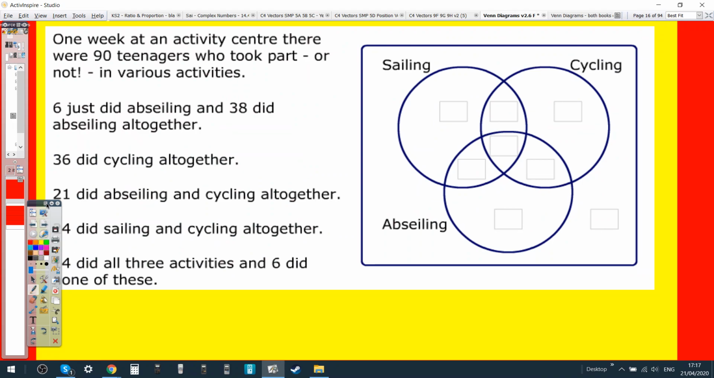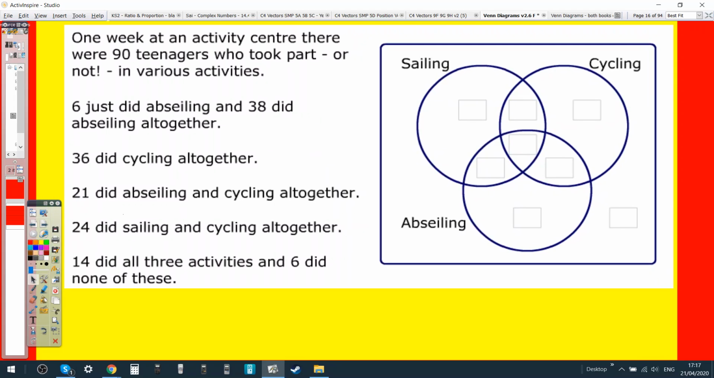Okay, this time you've got 3 circles. How do we do this? Abseiling and cycling. So abseiling and cycling.